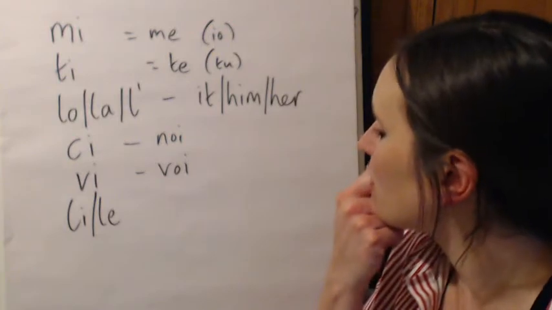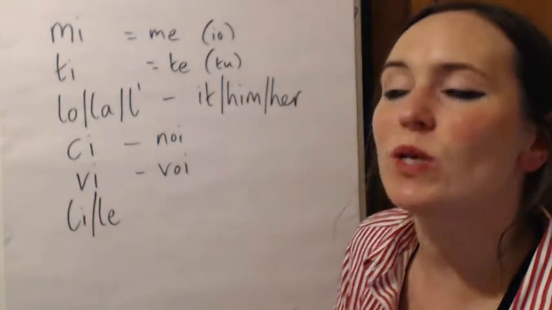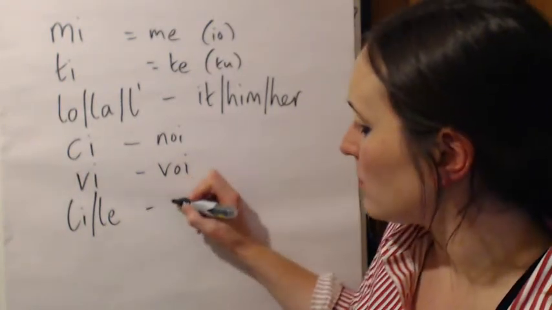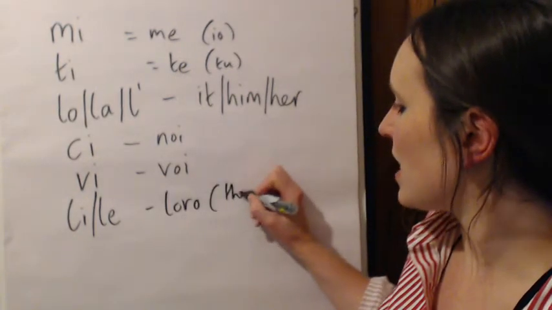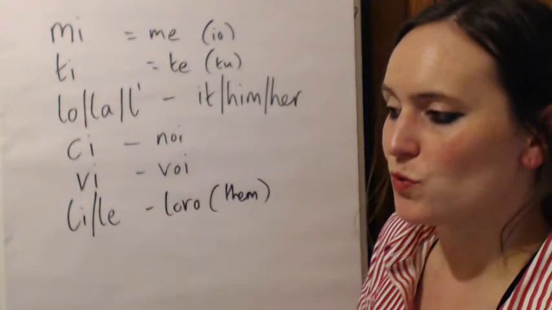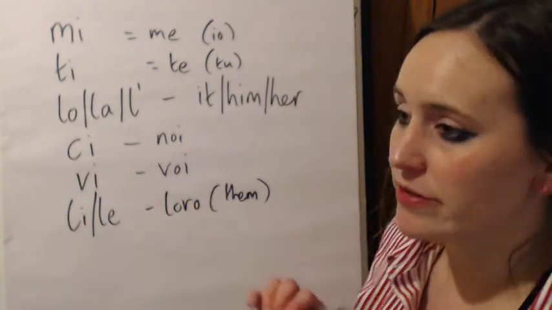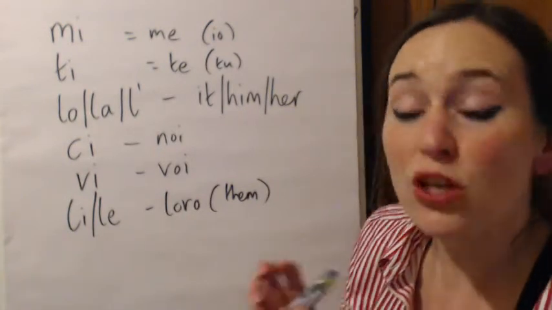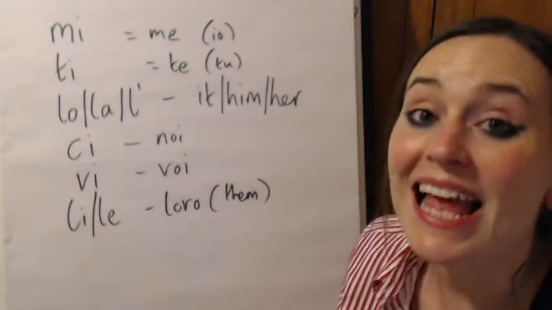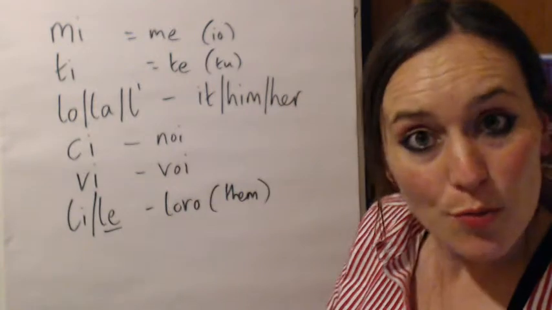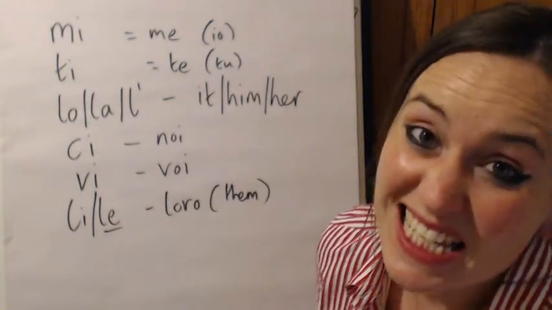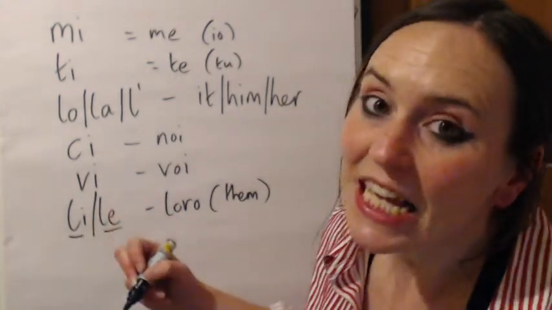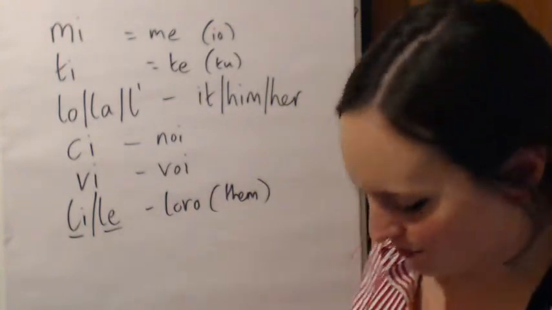What else have I missed out here? So, okay, li and le. We need some examples of when you use them, because this can mean them, so loro. In English we would say them. And it can refer to people, like the girls, or the students, or the boys, or the men, or the women, or the kids, or the children, or it could refer to things like the shoes. Le scarpe. Le compro. I'm buying them. Something feminine. It could refer to something masculine, plural. I libri. Li compro. I buy them.